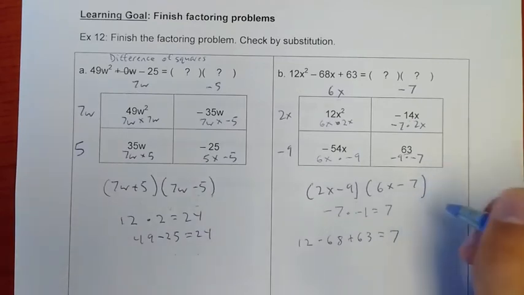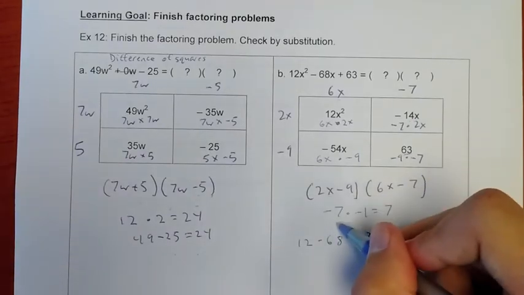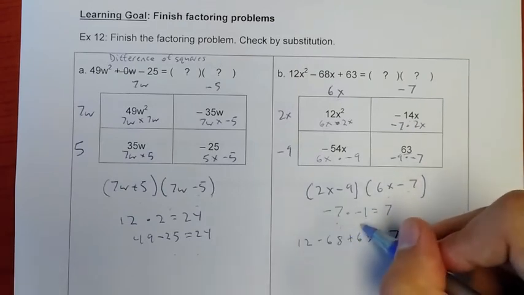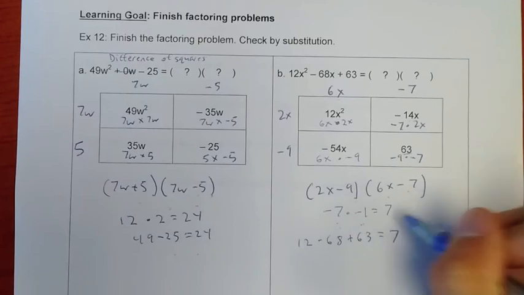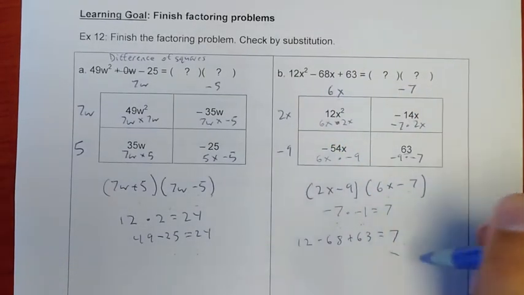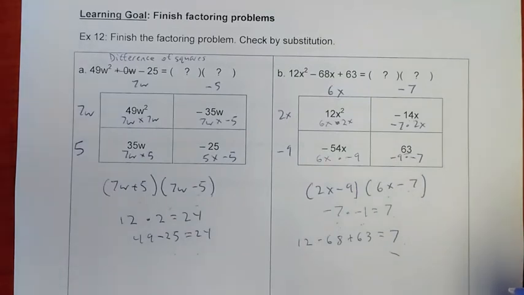And to check our work, 2 minus 9 is negative 7, 6 minus 7 is negative 1, and negative 7 times negative 1 is 7, as well as 12 minus 68 plus 63 being 7. So we can be reasonably sure that our answer is correct.